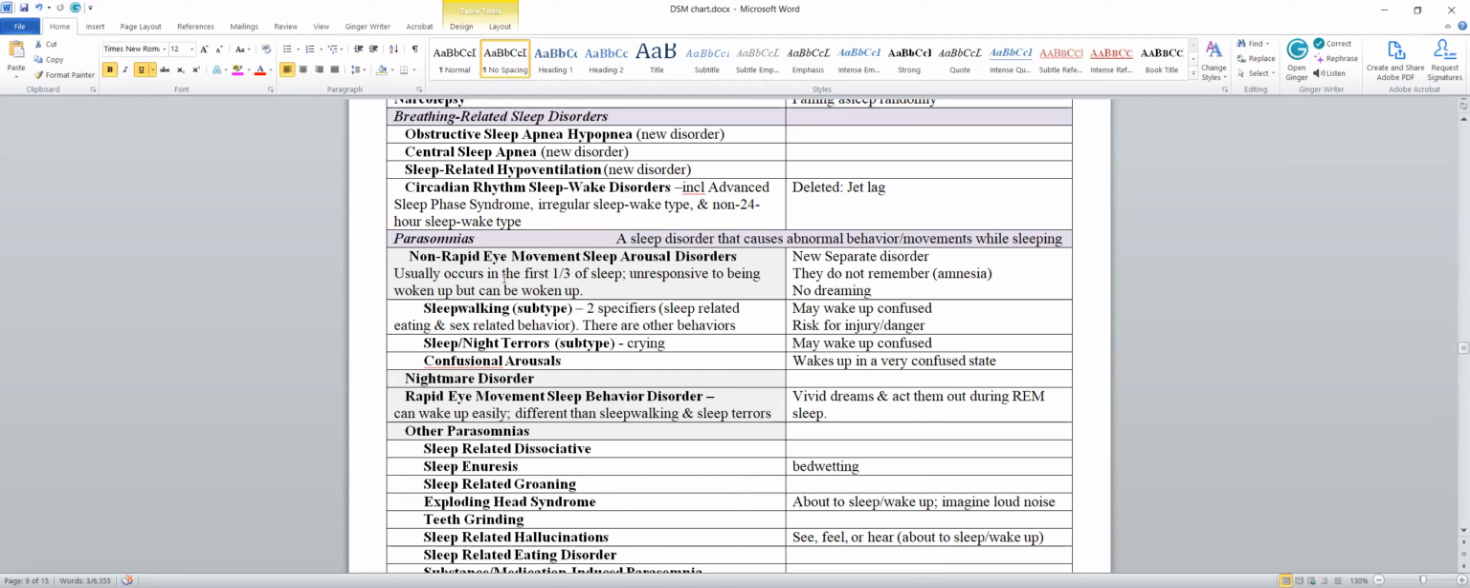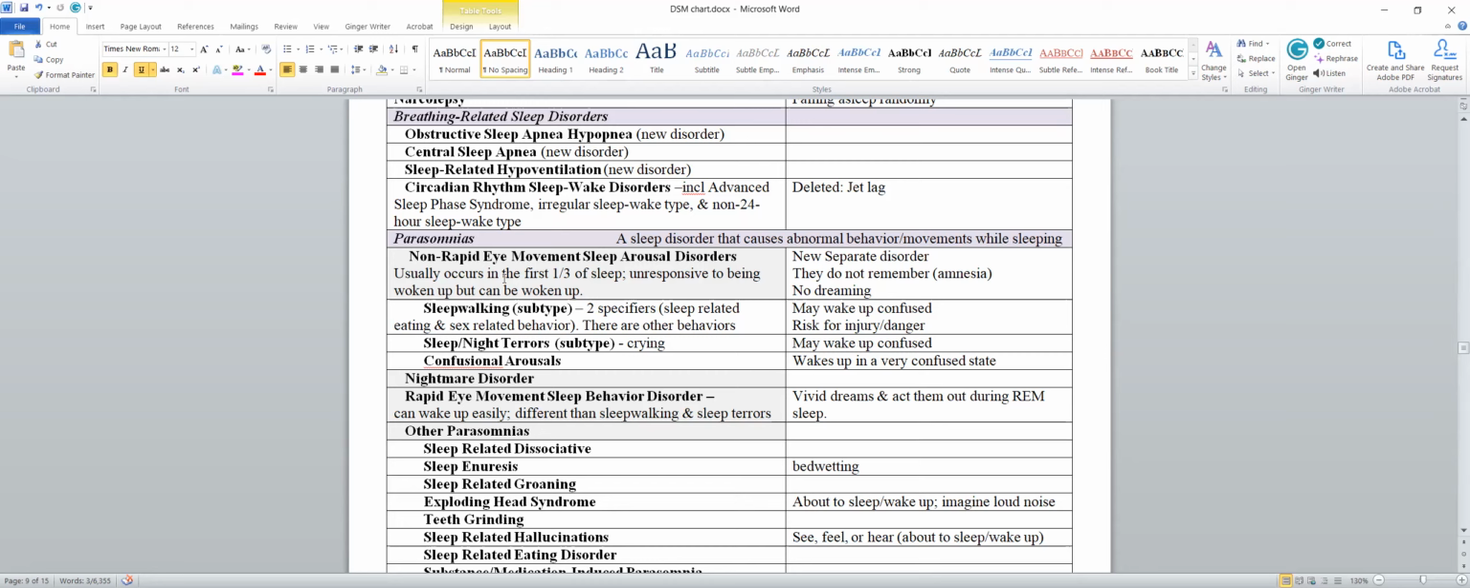For sleepwalking, it's a subtype of this non-rapid eye movement sleep arousal. There are two specifiers, sleep-related eating and sex-related behavior. There are other behaviors. They may wake up confused and at risk for injury or danger. Sleep night terrors is a subtype. Crying usually, may wake up confused, and confusional arousals wake up in a very confused state.